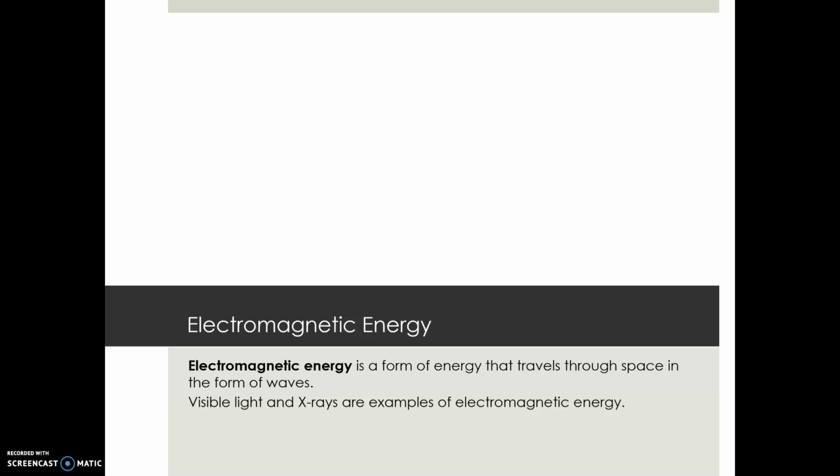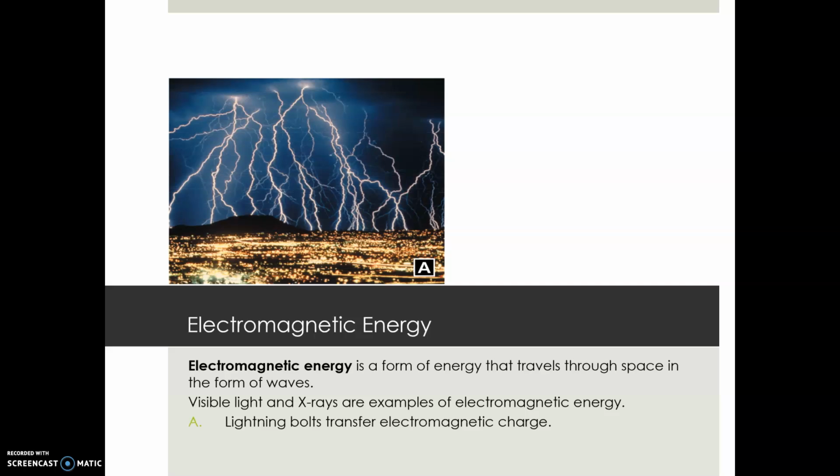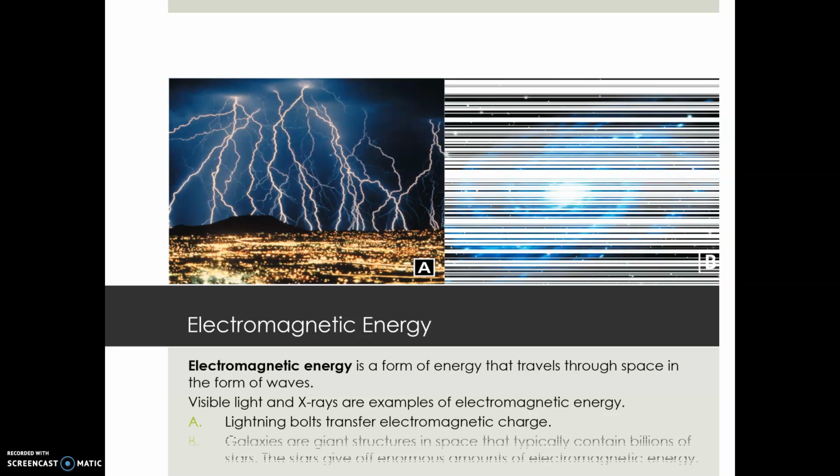Now, when we talk about space, we just mean through any area. So that could be through actual outer space or through our atmosphere here. One example would be these lightning bolts in this first picture. They transfer electromagnetic charges. We see the light from those lightning bolts. So that visible light is a form of electromagnetic energy.